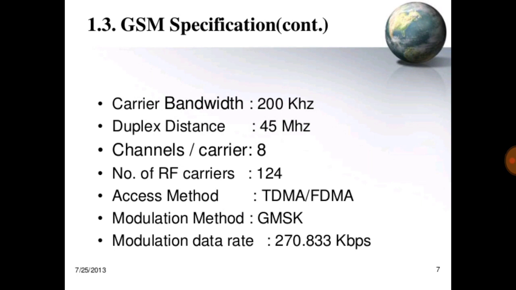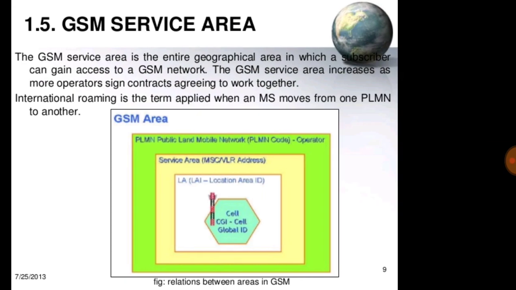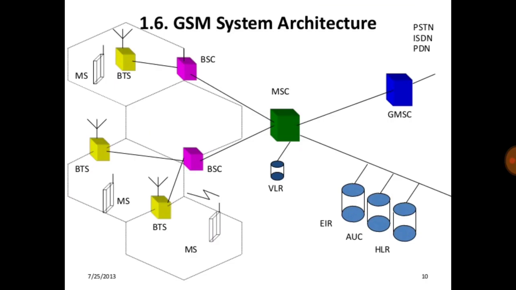The modulation method is Gaussian minimum shift keying, because with it you get minimum inter-symbol interference or co-channel interference. That's why we use Gaussian minimum shift keying. Then the modulation data rate is 270 kilobits per second. Now we go straight to the architecture of GSM.